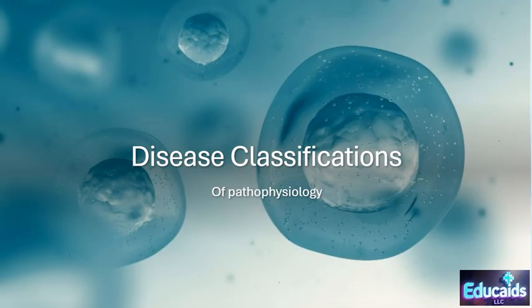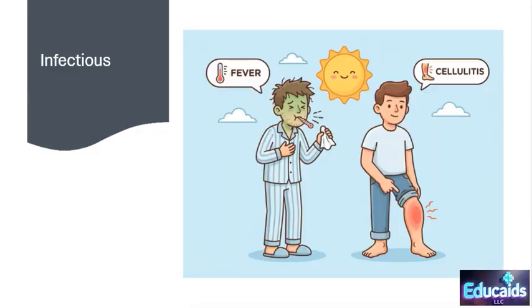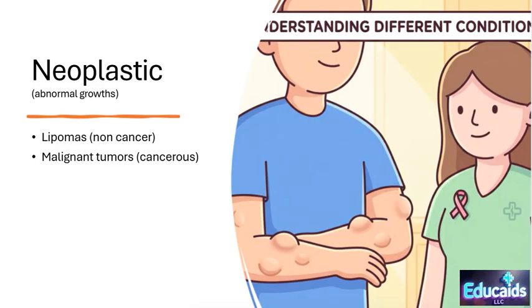Disease classifications of pathophysiology. So, some types of disease classifications. We've got infectious. So, this fellow's got a fever. This guy's got cellulitis. These are infections. So, the body's immune system was overwhelmed and the disease won. Infectious disease won.